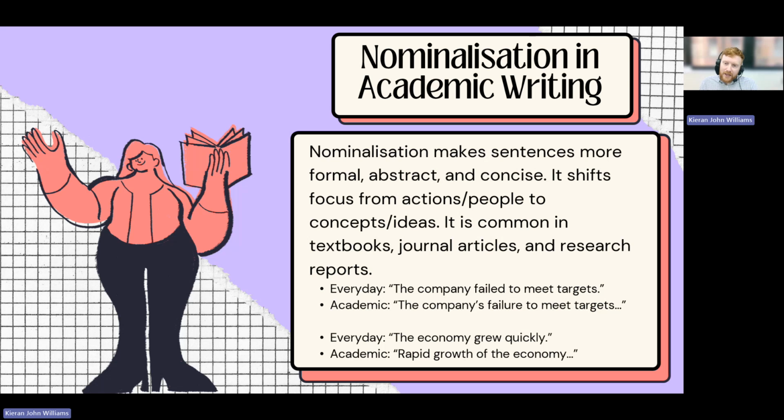So notice how in each case the focus has shifted away from an action towards the idea itself, failure or growth. So that is why academic writers use nominalization so often. It makes the text sound more formal, more abstract, and focused on ideas rather than people.